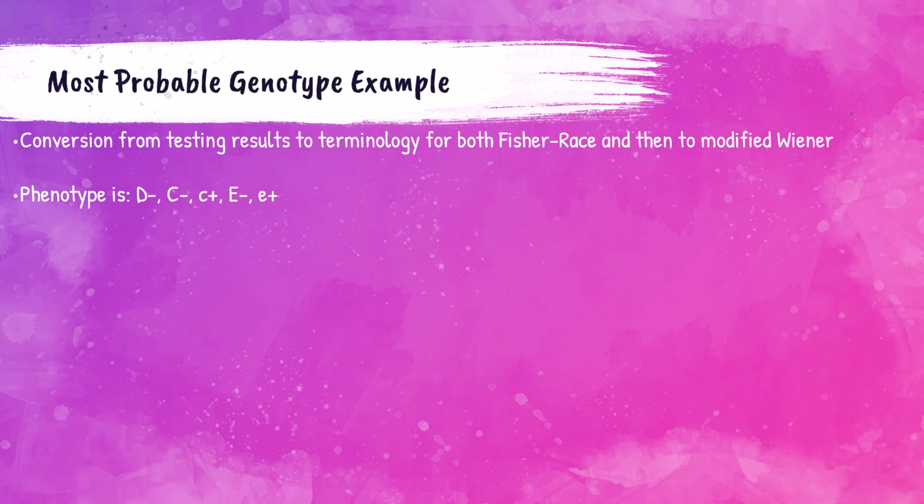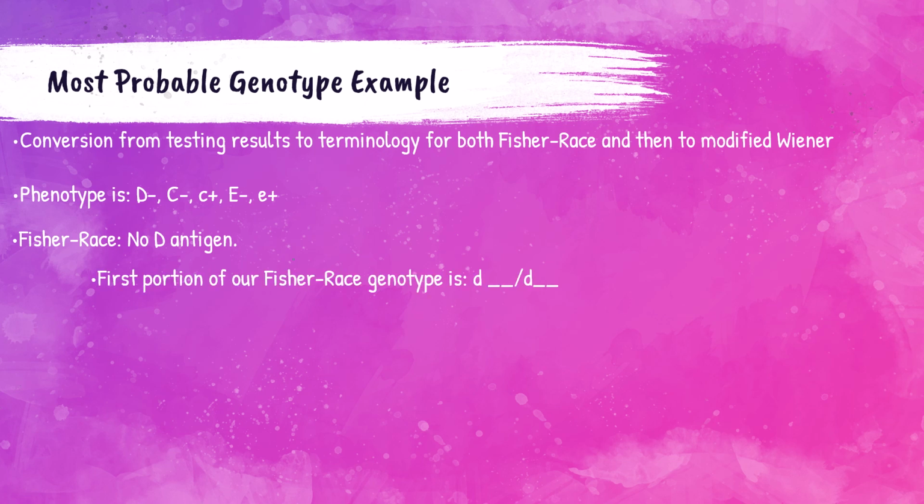Okay, so we're going to take the same patient and figure out the most probable Fisher-Race terminology. Again, the patient is big D negative, big C negative, little c positive, big E negative, and little e positive. Because there is no big D, we must have little d's, which again represent the absence of big D. So we know that there is no big D antigen. The first portion of our Fisher-Race genotype is going to be little d dash dash slash little d dash dash.